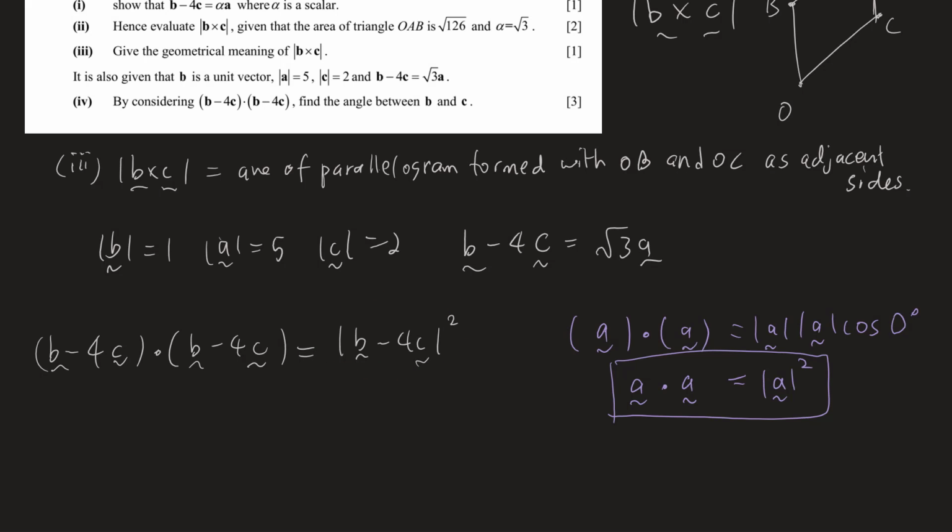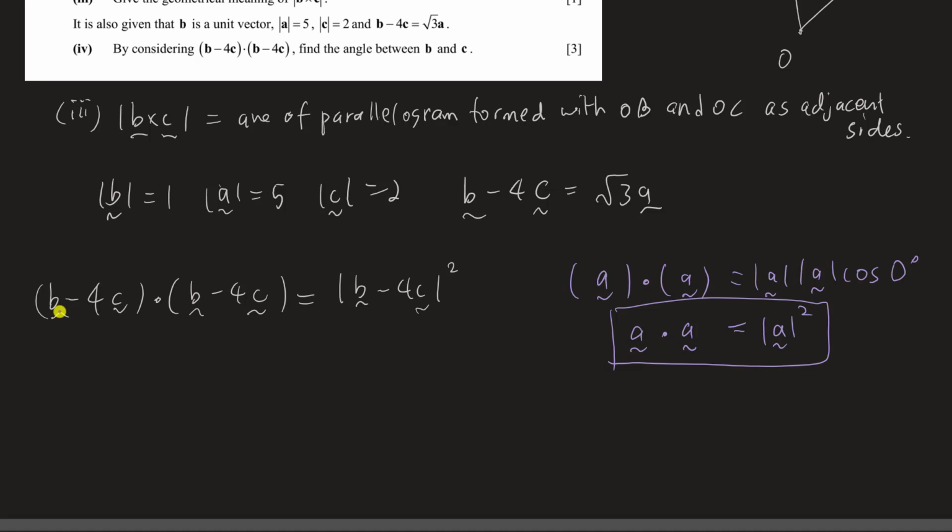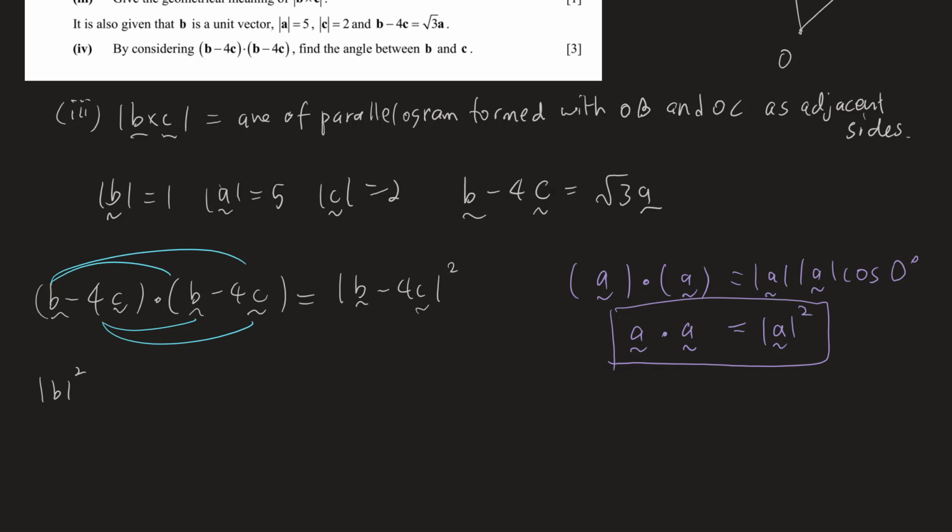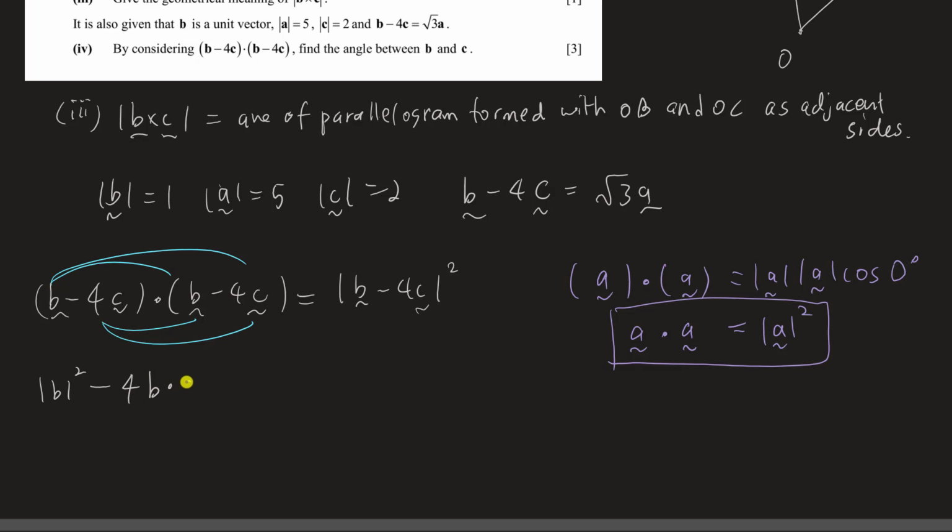When I expand everything on the left hand side, all should be clear. We'll expand it normally like that, like that, like that. First thing, B dot B. What is B dot B? Using this, I know that is mod B square. Next item is just B dot negative 4C, which is negative 4 B dot C.